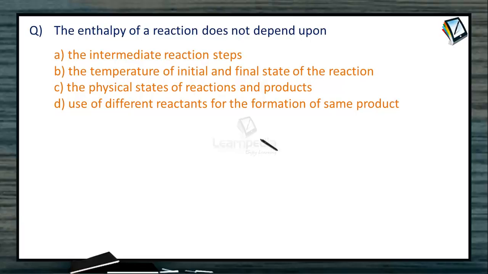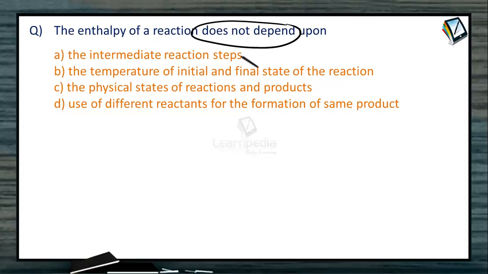This is the objective related to the factors on which the enthalpy of a reaction depends. And here we need to find out the enthalpy of a reaction does not depend upon which of the following. The first one is given as the intermediate reaction steps.